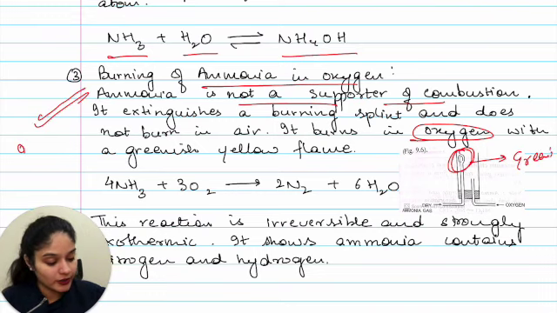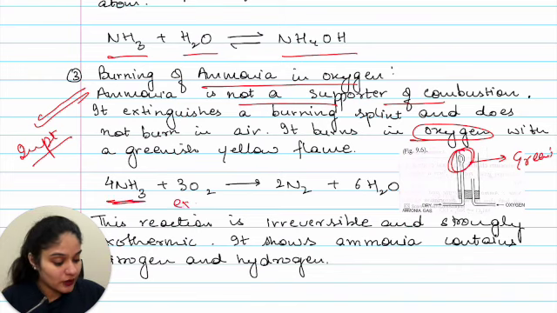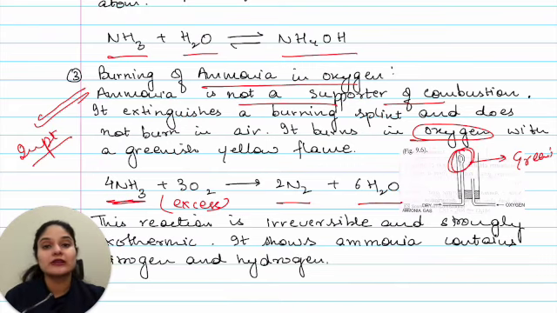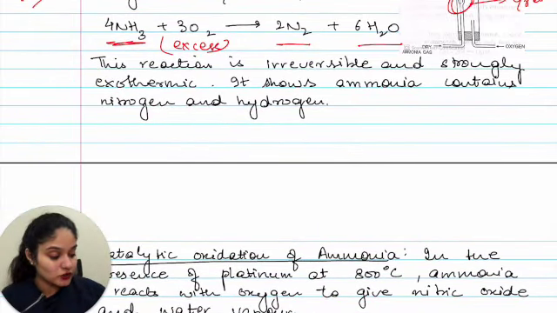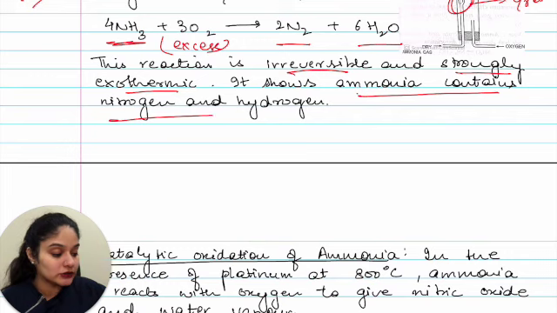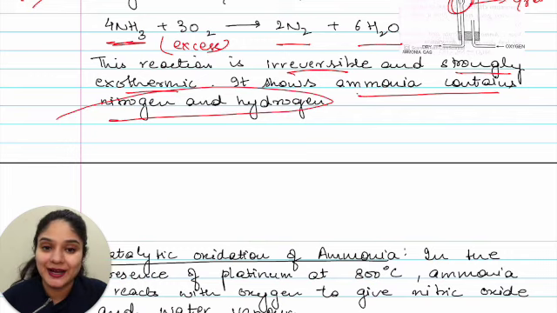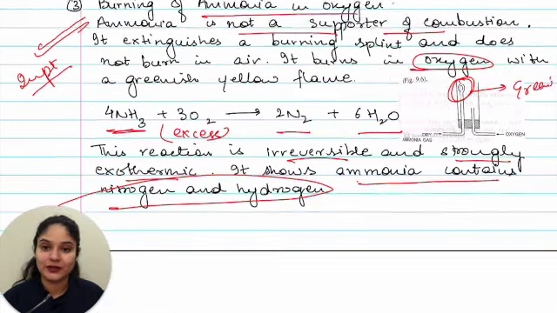Very important question, it is asked a lot. Ammonia when reacting with oxygen gives you N2 and H2O, and this burns with a greenish yellow flame. This reaction is irreversible and strongly exothermic. It shows that ammonia contains nitrogen and hydrogen. Very important point.